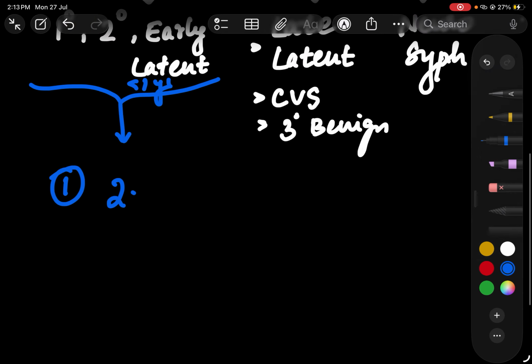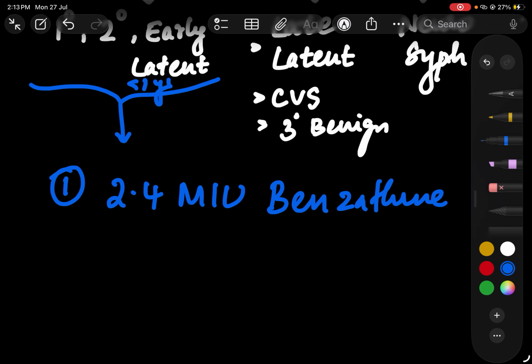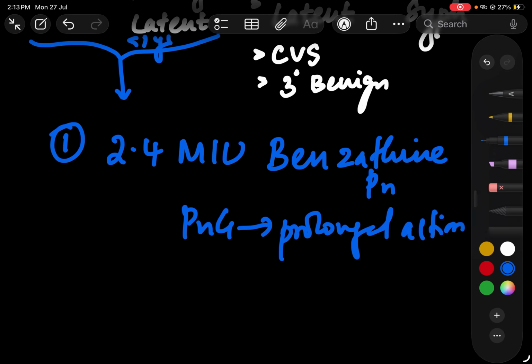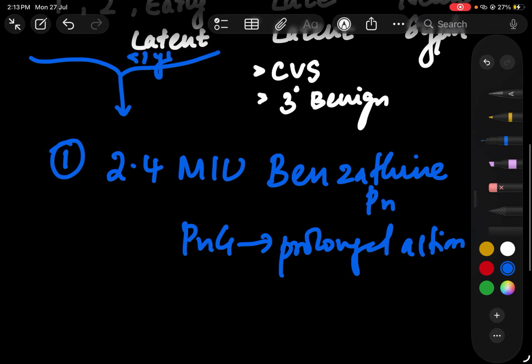It is 2.4 million international units of benzathine penicillin. So, what is benzathine penicillin? It is just penicillin G with prolonged action. It can last for days. Okay, 2.4 million international units of benzathine penicillin, single dose. This is very important.